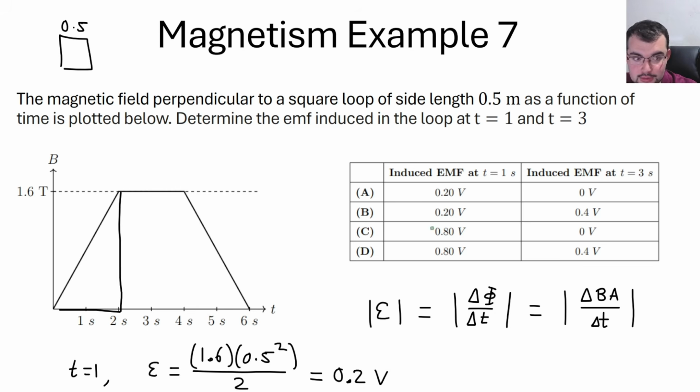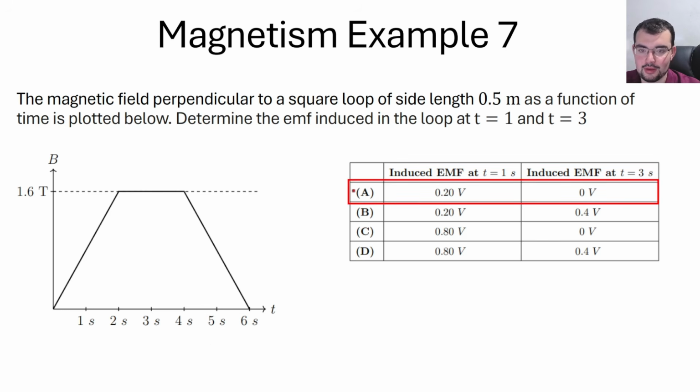Now, what about t equals 3? Well, yeah, there's a ton of magnetic field through the loop at this time, but is it changing? Absolutely not. So since the field isn't changing, you have no slope and therefore no EMF. So it is answer choice A.